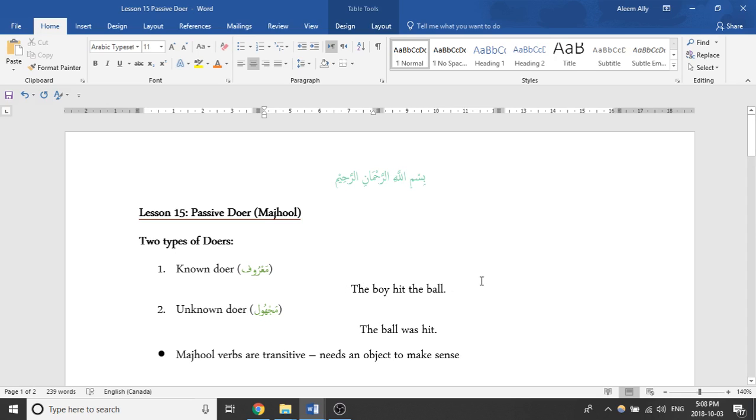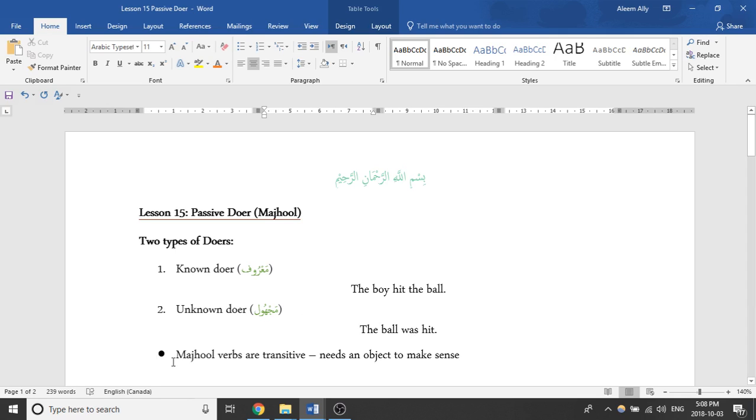This is an example where the doer is known. The boy hit the ball, right? We know the boy is the one doing the action. Then the second example: the ball was hit. We know the ball was hit, but we don't know who did it. So the doer is unknown, right?